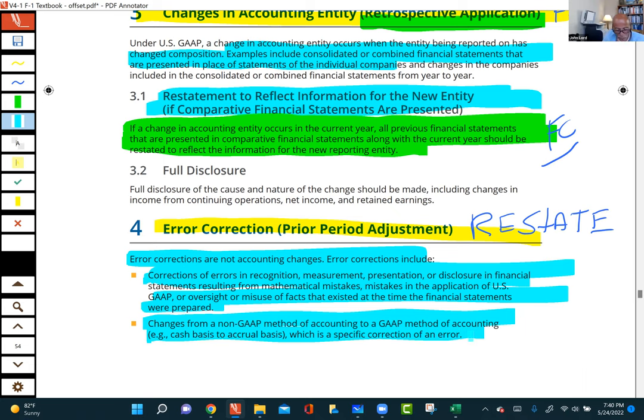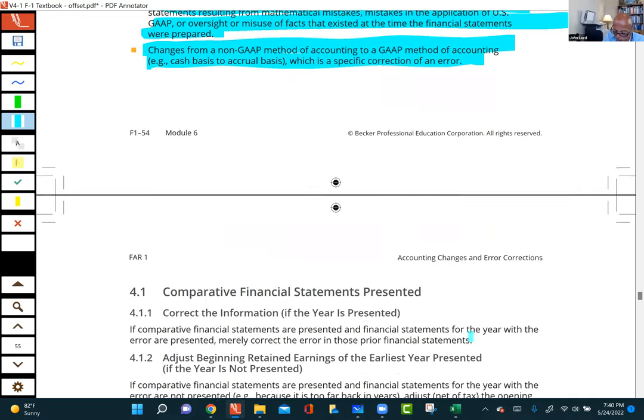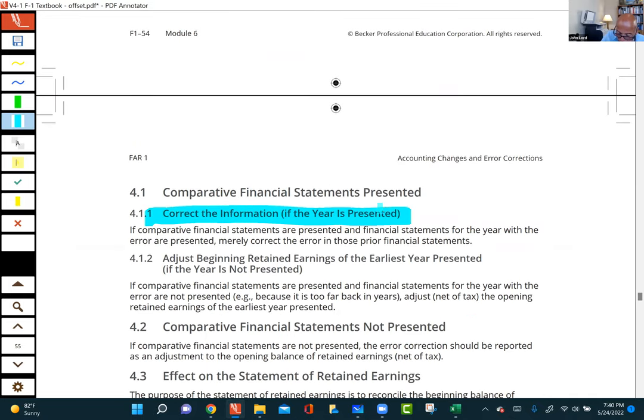Okay, now let's see what we're supposed to do. Correct the information if the year is presented. In other words, restate. If comparative statements are presented and the financial statements for the year with the error are presented, merely correct the error and go have a drink somewhere. I mean, this is a restatement. So correct the error in those prior period statements. Restate those prior period statements to make the correction. Adjust beginning retained earnings of the earliest year presented if the year is not presented. Well, that's the same thing we do for the cumulative effect, isn't it? But now we're calling it restatement.